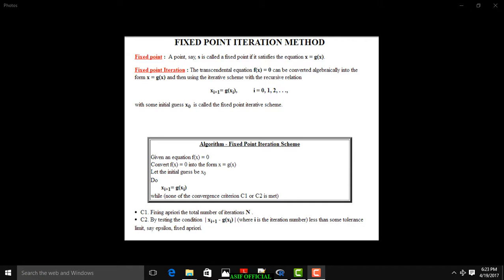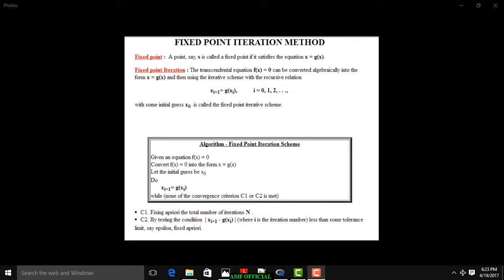Hello friends, today we are going to learn about the fixed point iteration method. A fixed point is a point which satisfies the equation x equal to g of x. If s is called a fixed point, then it must satisfy the equation x equal to g of x.